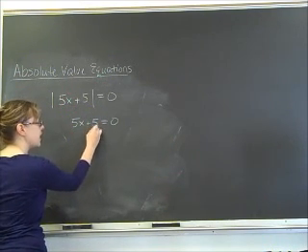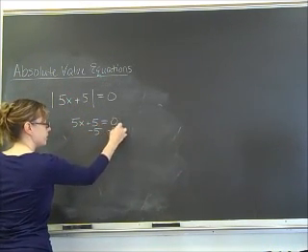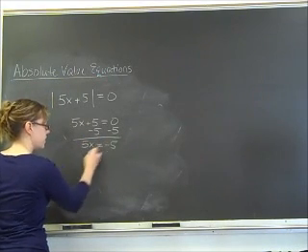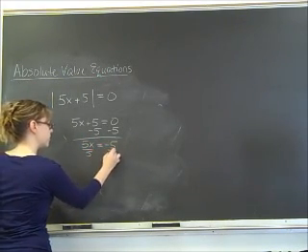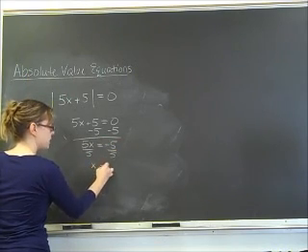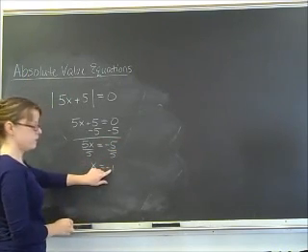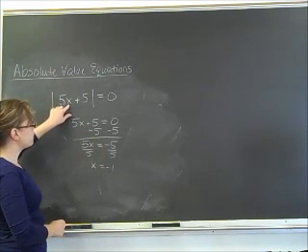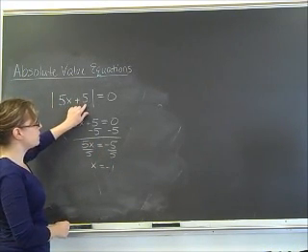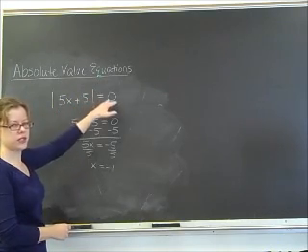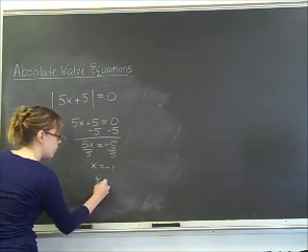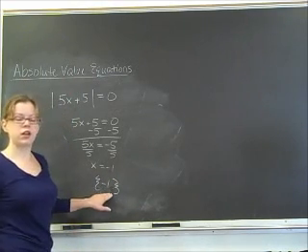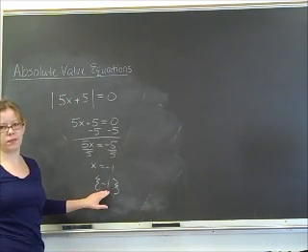Subtract 5 from both sides. Divide by 5. X equals -1. If we go ahead and check it, plug it back in, 5 times -1 is -5. -5 plus 5 is 0. The absolute value of 0 is 0. So we only have one answer. One answer in our curly brackets, and that's -1.